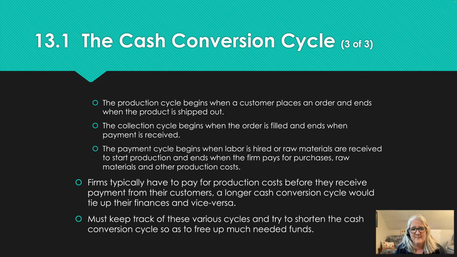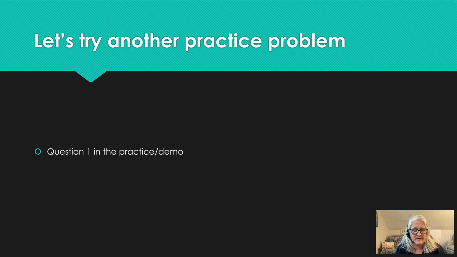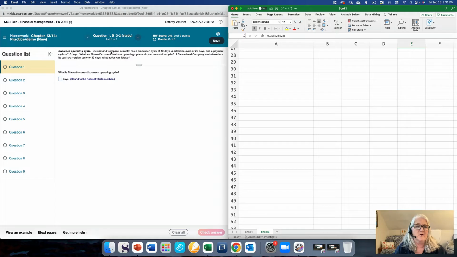Right, so how do we keep track of these cycles? All right, let's try number 1 in the practice demo. Okay, so here's our setup. We have Stewart and Company with a production cycle of 40 days, a collection cycle of 20 days, and a payment cycle of 15 days.